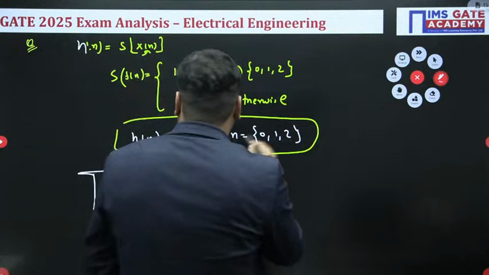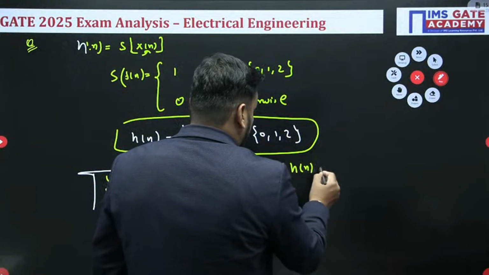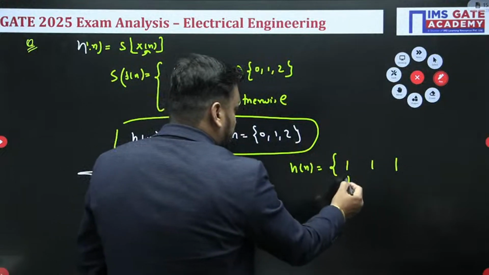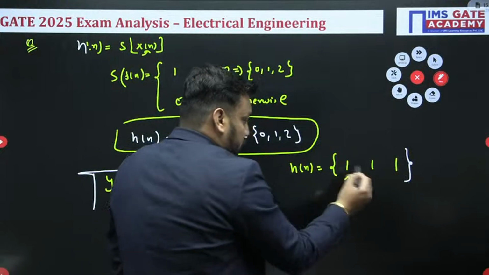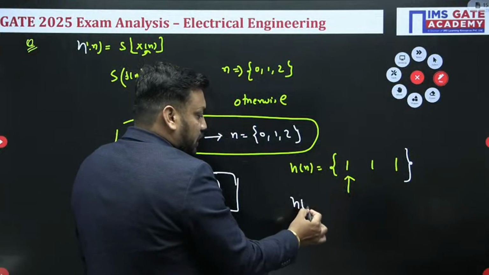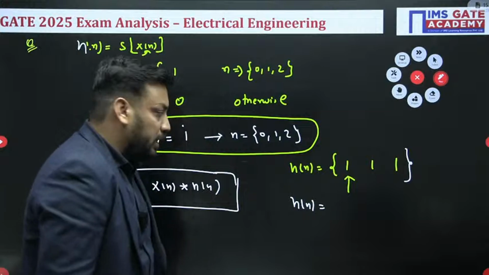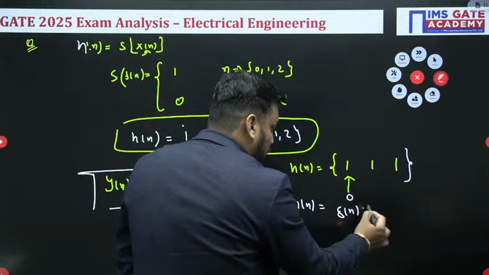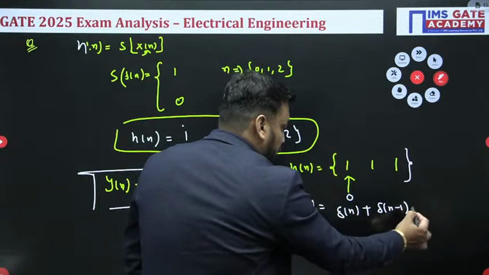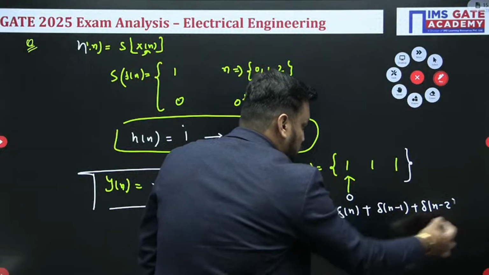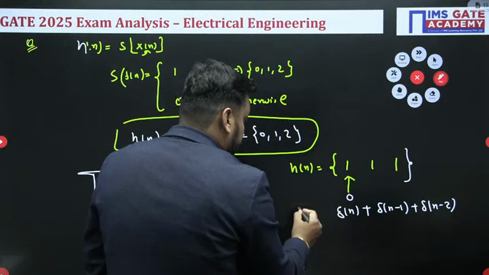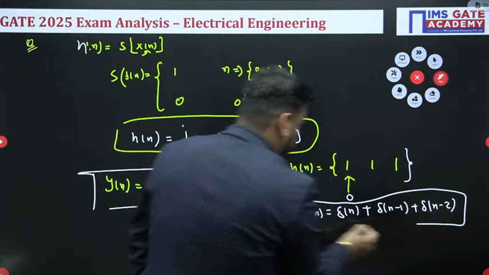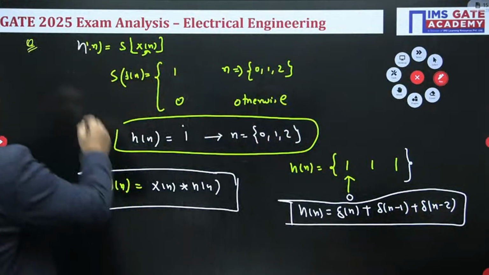So for n equal to 0, 1, 2, in sequence form I can write h of n as 1, 1, 1, with an arrow marking the origin. This is one way to represent the impulse response as a sequence, and I can also represent it in the form of impulses. Since it is 1 at 0, 1, 2, h of n is del of n plus del of n minus 1 plus del of n minus 2. This is my impulse response. Is this clear? So this is the impulse response given to you.